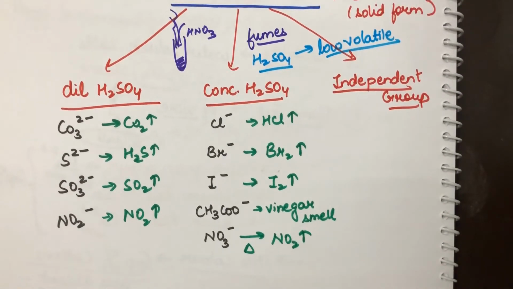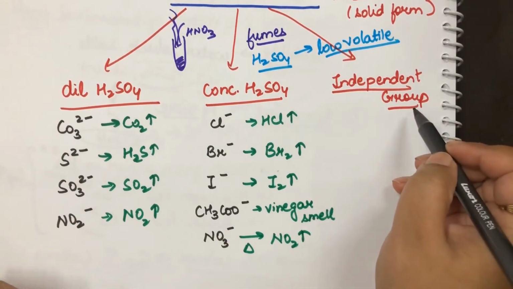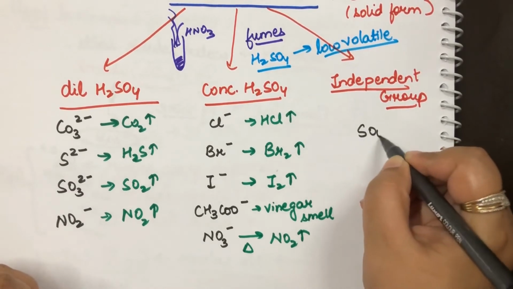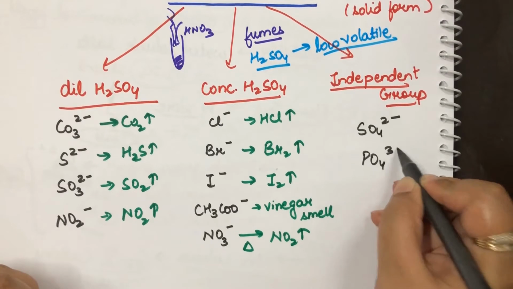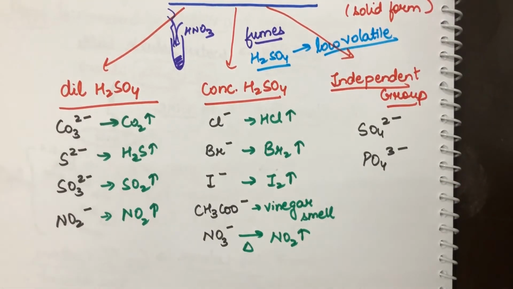Now, apart from these two, if you do not observe any change after adding dilute H2SO4 and concentrated H2SO4, then you will proceed to the independent group, which will have your sulfate anion and your phosphate. So this is going to be the entire anion analysis that we will be looking at.